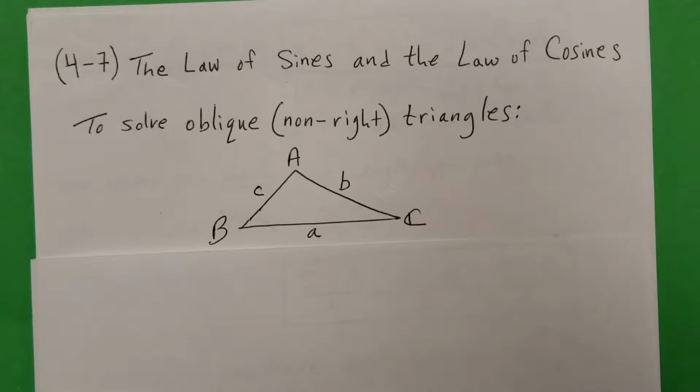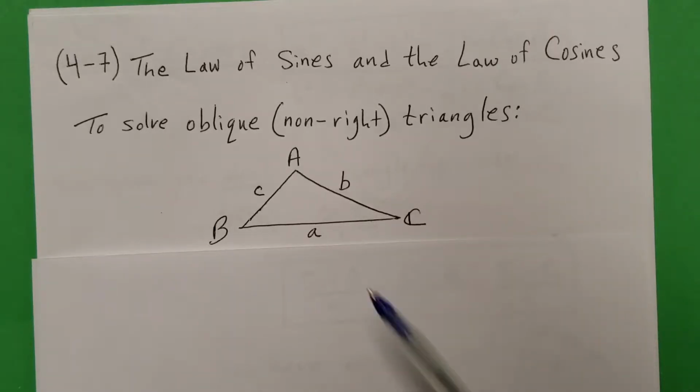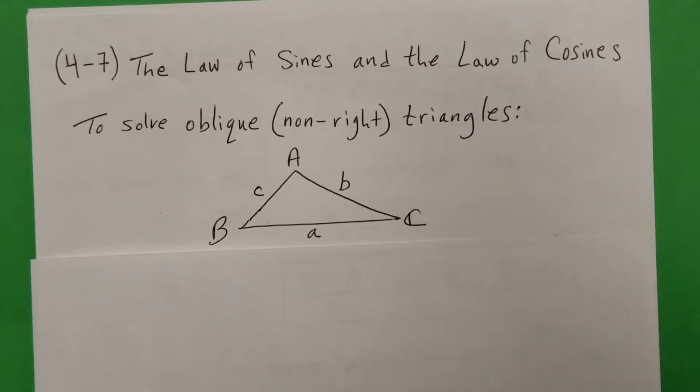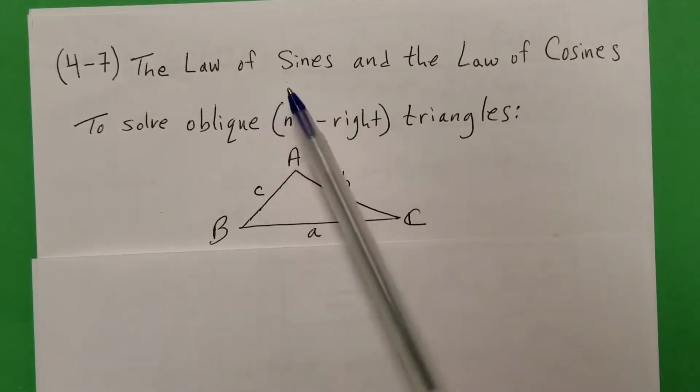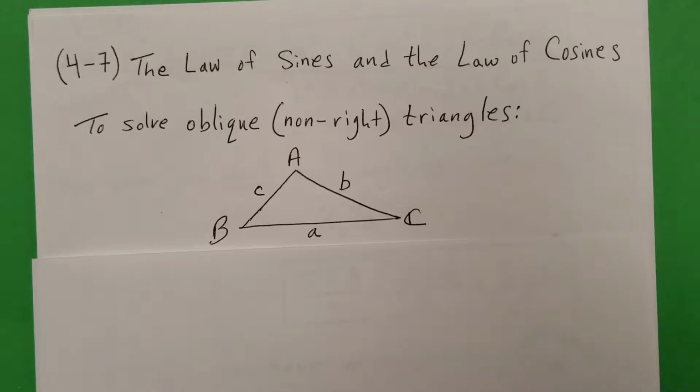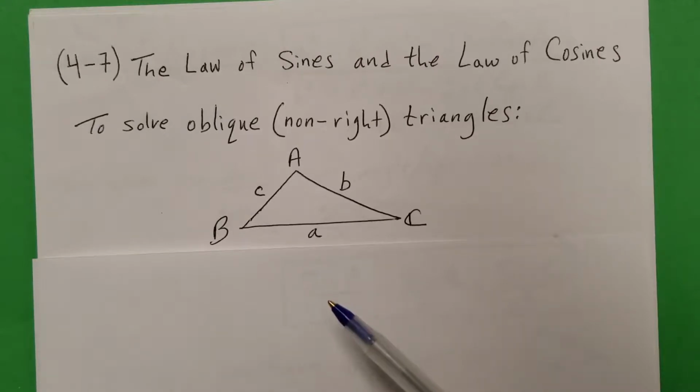Basically, these are two formulas that help us solve non-right triangles. If you remember at the beginning of this chapter, when we saw sine, cosine, and tangent, we were working strictly with right triangles. Well, there's a sine rule, or sine law, or sine formula that helps us with non-right triangles, and another formula called the cosine formula, cosine rule, that helps us with these non-right triangles, depending on what's given to us.